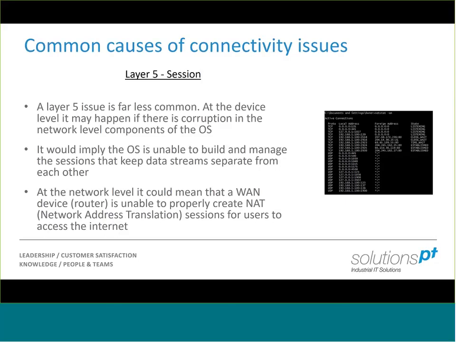If we're talking, though, about a network level issue here, then the only other thing that you would probably want to be looking at is if you're using a WAN device. So if your local devices can't communicate outside of your local area network, they can't go out to the internet for whatever they need to do, that could be that your router, your layer 3 device, is not properly building these network address translation sessions. So that would be something to check if you don't have internet connectivity from local devices, because that also would be a layer 5 issue.